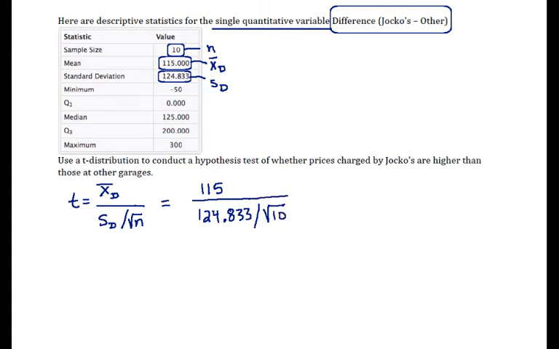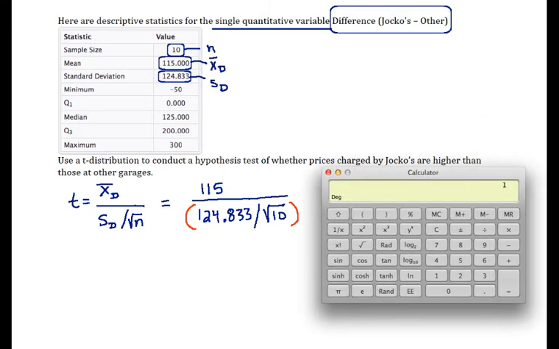And it can't be overstated the importance of making sure that when you enter this into your calculator, you are putting parentheses around your denominator if you do the whole thing as one statement. Otherwise, the order of operations is going to be misinterpreted. We want to make sure that is division in the denominator. So it's like a double division that we're doing here to calculate this. So let's bring in a calculator and do 115 divided by open parenthesis 124.833 divided by 10 square root close parenthesis and then equals to get 2.913.